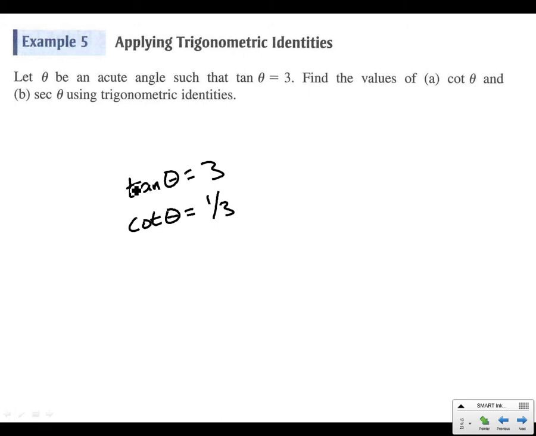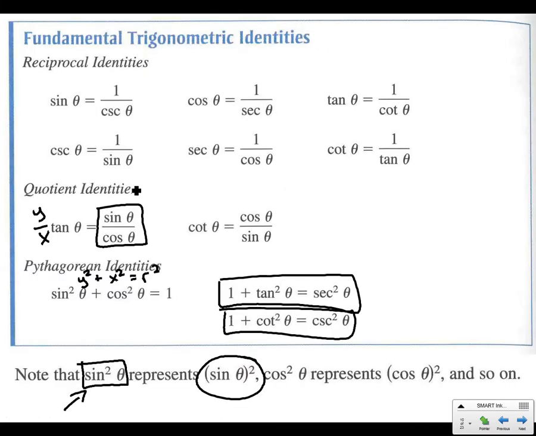I know that secant, now I'm going to flip back here to our formulas. Secant squared is 1 plus tan squared.